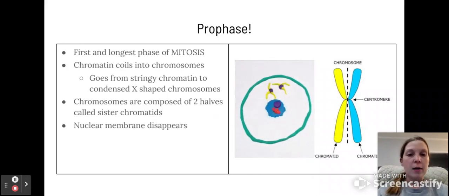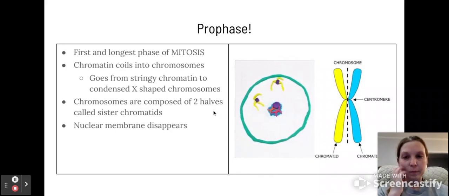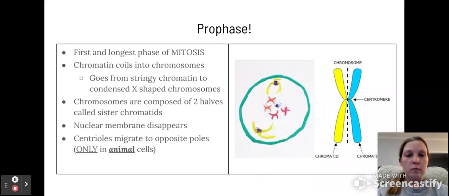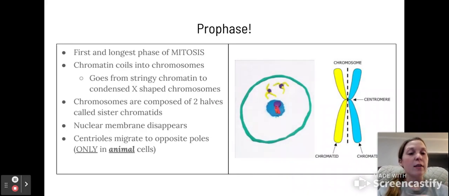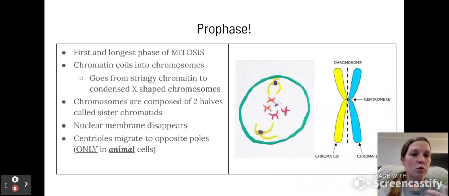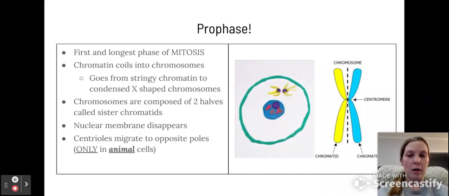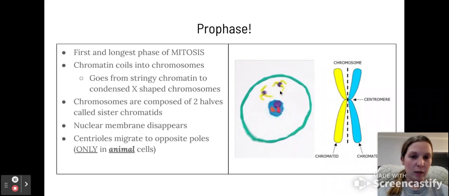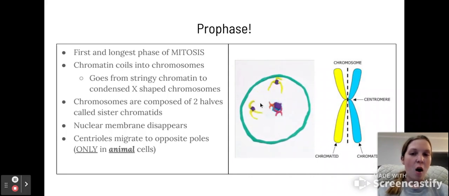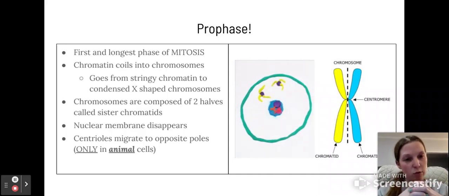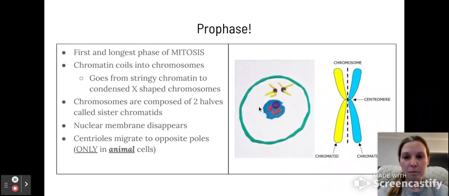The nuclear membrane of the cell will also disappear. Remember, that's the part around the nucleus. And this is actually what will allow the chromosomes to be accessible to split for mitosis. And the centrioles will migrate to opposite poles, and this is only in animal cells. If you look over here in this picture, these little 3-legged things are the centrioles, and they will go to opposite sides of the cell because they're going to actually be used to pull those chromosomes apart.